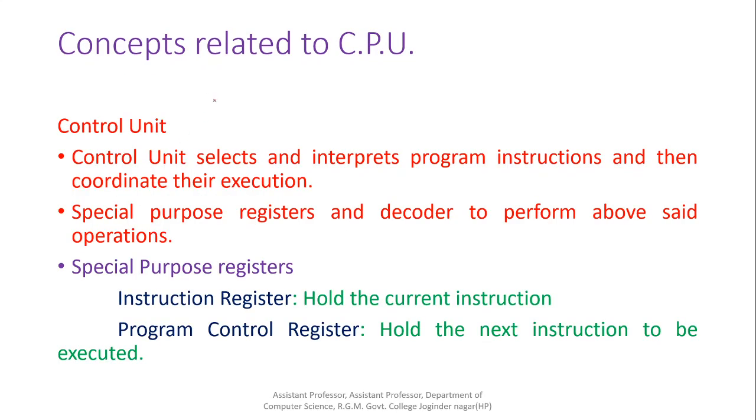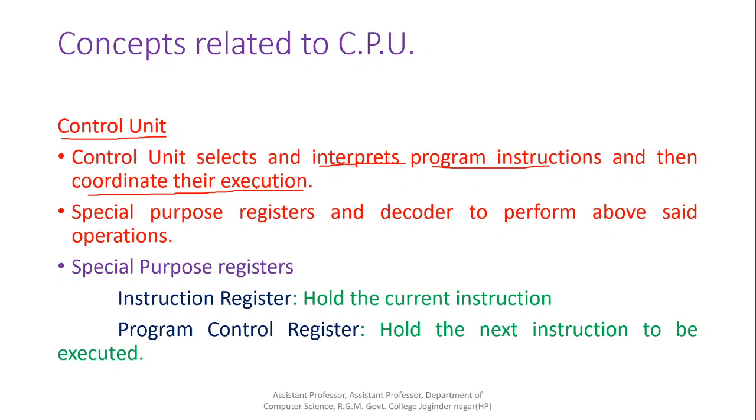So, different concepts related to the CPU. Firstly, I will discuss the control unit. The control unit selects and interprets the program instructions and then coordinates their execution. So it acts like a manager. Its main function is to manage how these program instructions are given to other parts of the computer and how to control the other parts and units of your computer system.